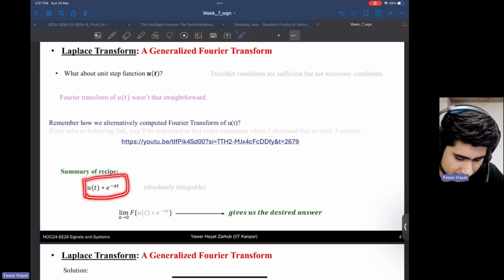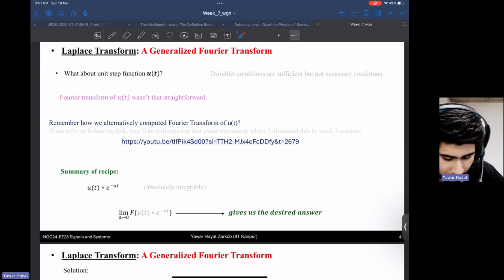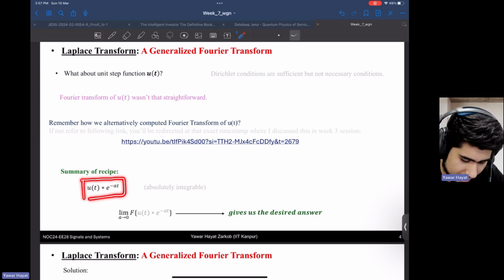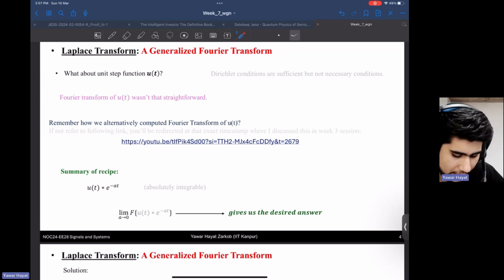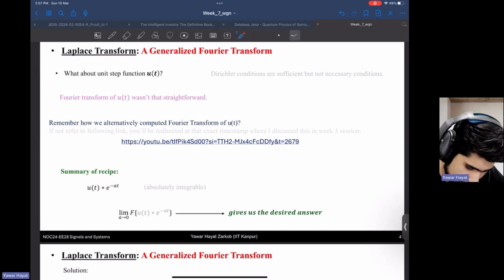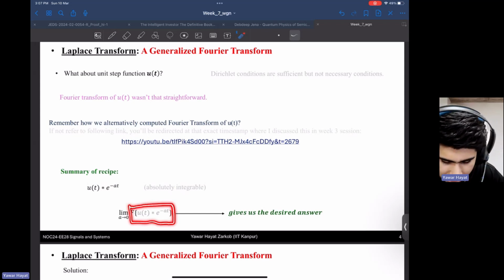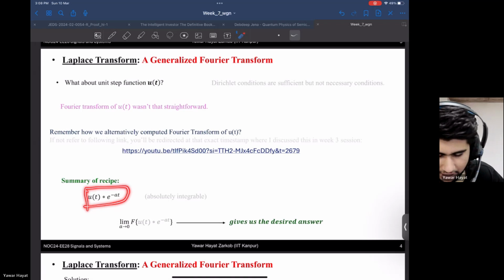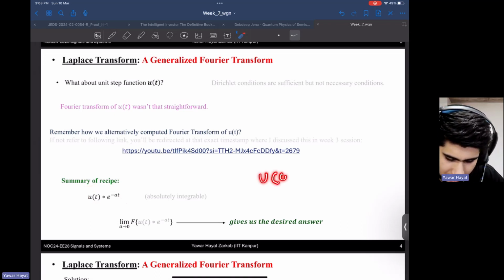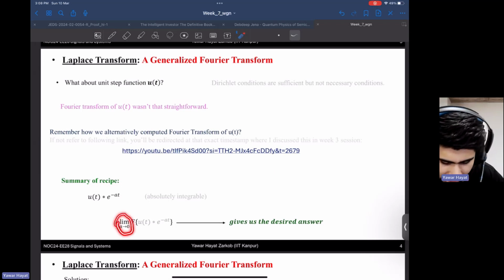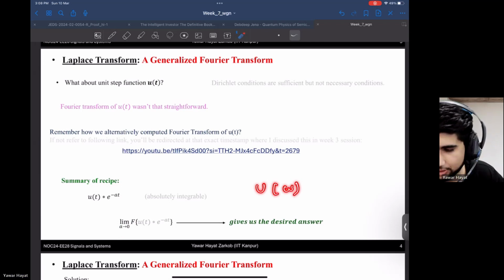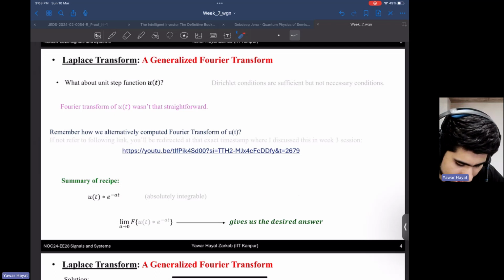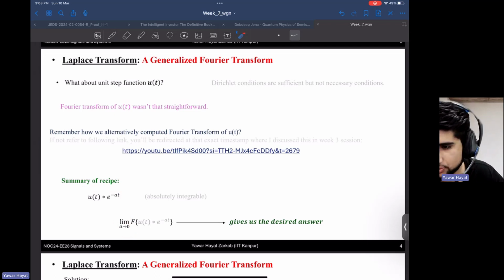We multiplied u of t by this exponential decay factor e to the power minus at, such that the resulting signal is absolutely integrable. And then we took the Fourier transform of this signal. Since this is absolutely integrable, it meets Dirichlet's conditions and I can use this definition, right? I'll get some U of omega corresponding to that, and then I'll take the limit a tends to 0 in that U of omega. And that gave me the desired answer. Why? Because in the limit a tends to 0, this signal is u of t, because exponential of minus at goes to 1 as a tends to 0.